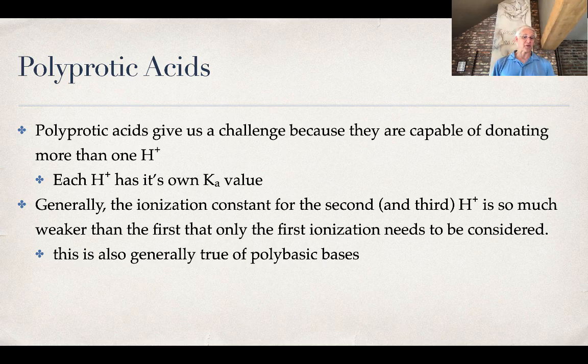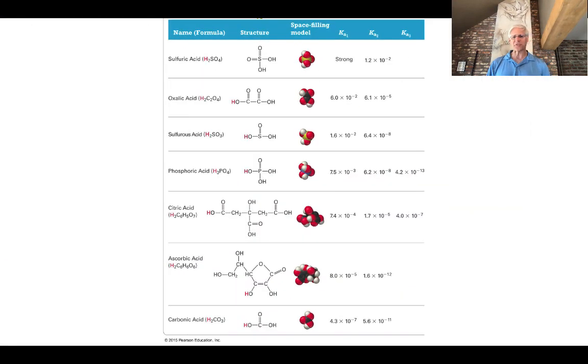Now there are also things called polybasic bases, which are bases that can accept more than 1 H+. And a lot of times you find the same kind of deal, where accepting that first H+ is the only one that matters. It's much more difficult to put that second hydrogen on, or even a third one. And here's just a brief table of some different Ka values for some polyprotic acids.